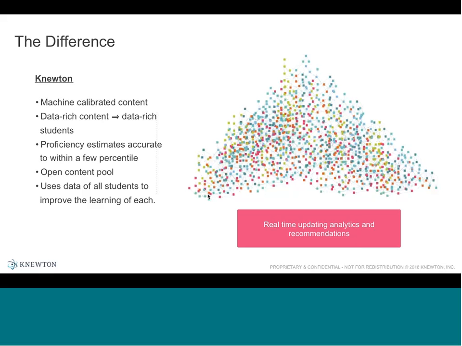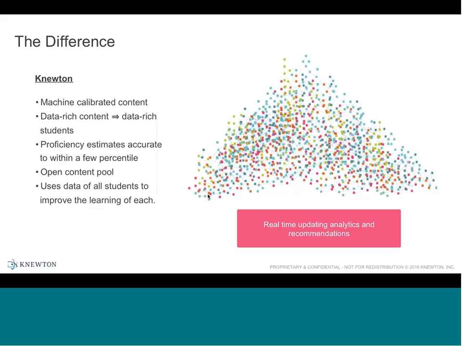And we do that by calibrating every single piece of content on the Knewton platform. Once the machine has calibrated the content and we know exactly to what percentile a given piece of content teaches, we can then use that to estimate student proficiency on every single concept within a course. And we call this approach continuous additivity. The Knewton approach is also better because it contains an open content pool. We can remediate you back as far as you need, so content is not exhausted. And finally, Knewton benefits from the network effect. The more students and data we have, the better the system gets for everyone.